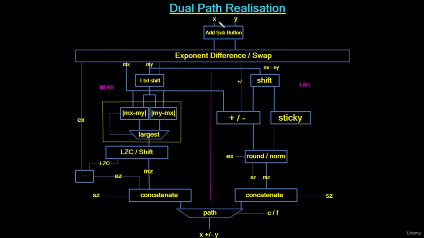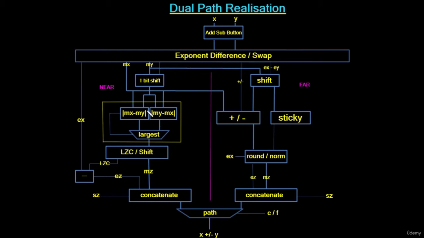So we'll start off at the top here with our inputs, which are our X and Y. We have our add and subtract button. So if the subtract is pressed, then the Y value gets negated. So if the Y value was a negative, it becomes a positive. If it was a positive, it becomes a negative. We then go in and we make a comparison with the exponent, and if we need to, we swap the exponent so the exponent of x is always greater than or equal to the exponent of y.